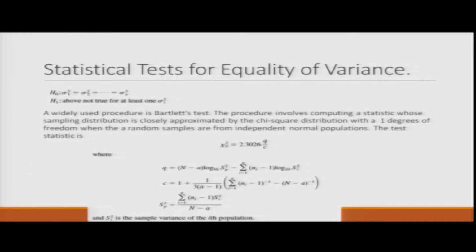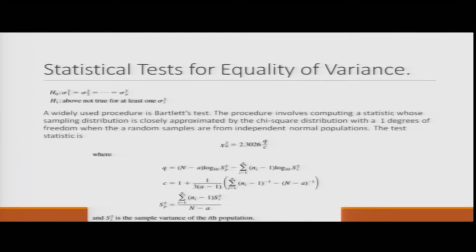In the null hypothesis, sigma 1 squared is equal to sigma 2 squared, till the last value, sigma squared suffix a, are all equal, and the alternative being that the above is not true for at least one value of sigma squared suffix i, where i again varies from 1 to a. A widely used procedure is Bartlett's test.